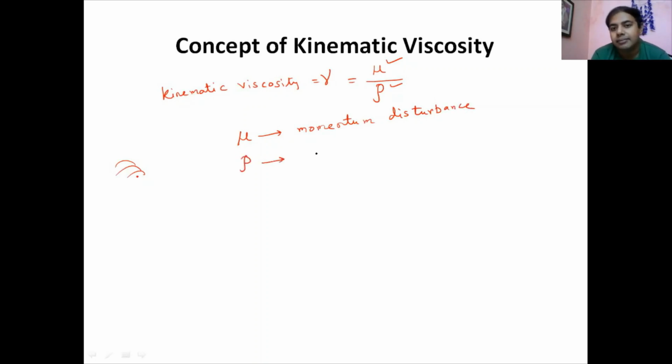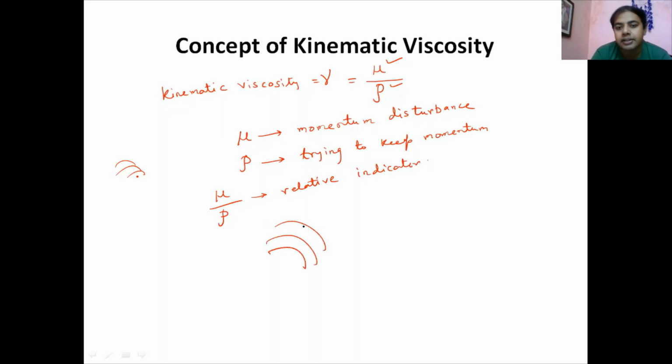Whereas the density term is trying to keep the momentum. Density is trying to keep momentum. So whenever we divide this mu by rho, it becomes a relative indicator, which is telling about how fast the momentum disturbance can be conveyed from one layer to another layer. How fast or slow. If I want to know this, it can be known from the kinematic viscosity. So kinematic viscosity is a relative indicator of the fluid, of how fast it conveys its momentum.